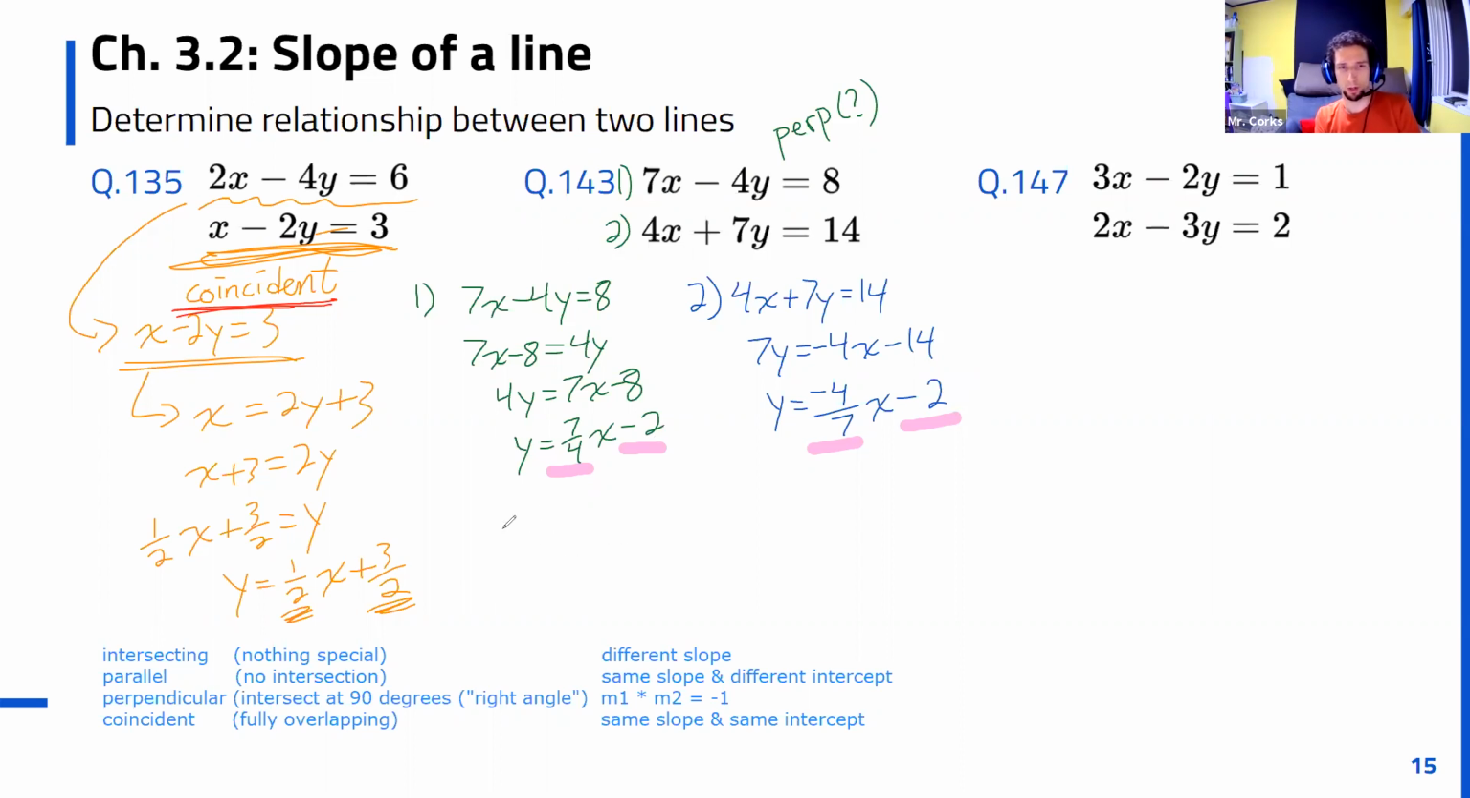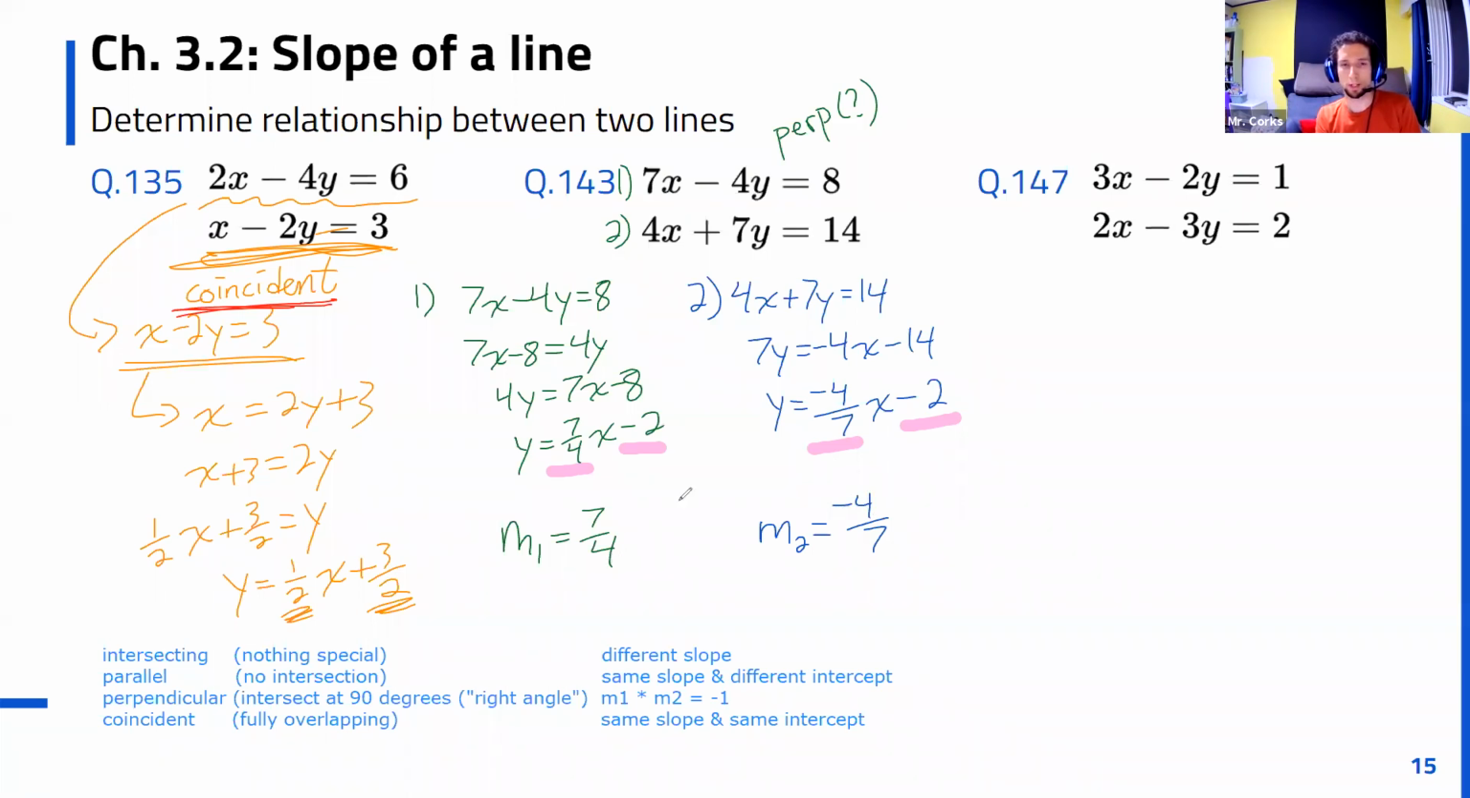So slope 1 here is 7 over 4. Slope 2 on the right is negative 4 over 7. We can see that these fractions are similar. We flip over the fraction, so if we took the first one, 7 over 4, we flip it over to make it 4 over 7. And then we flip the sign on it as well, in this case from positive to negative. That's the negative reciprocal. And that is the thing that tells us that the two lines are perpendicular.